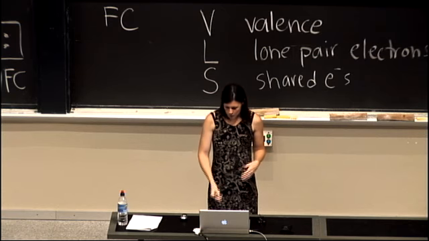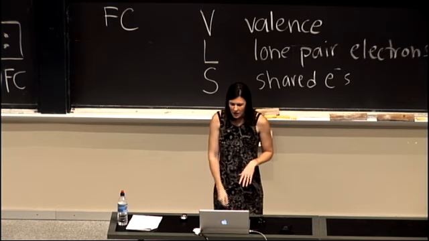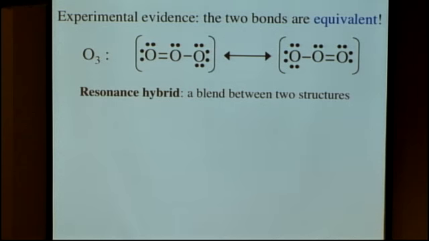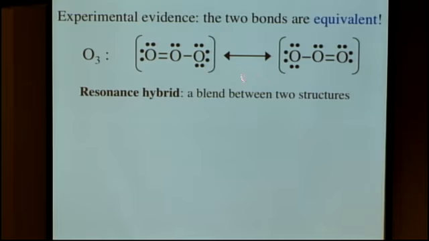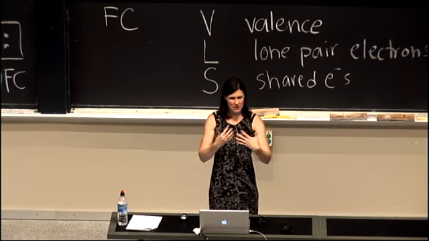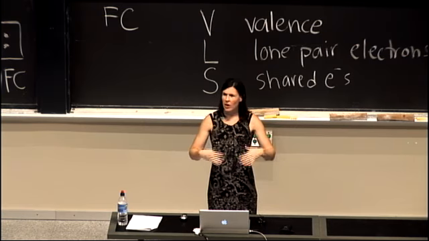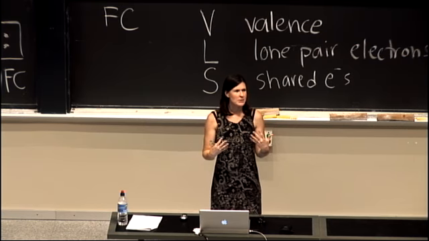So this is a case where we have resonance structures, or we call this a resonance hybrid. So the reality of the situation is that it's a combination between these two structures. And an important thing to remember when we talk about resonance hybrids is that the structure is not half the time this structure and half of the time this structure. It's actually some combination or some average between the two structures.